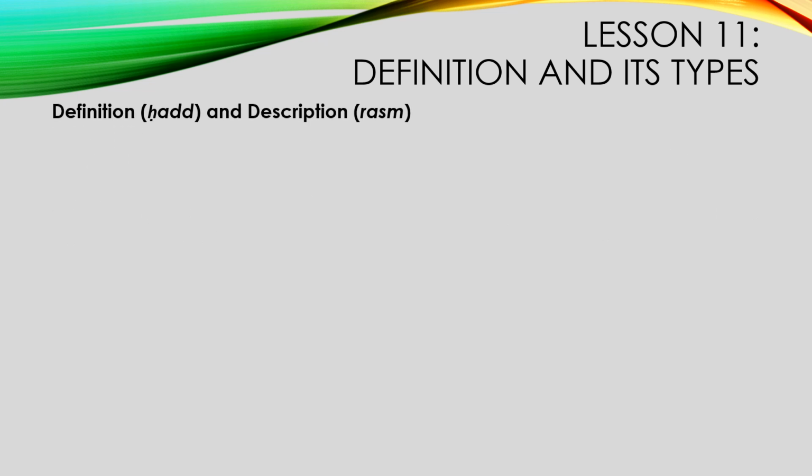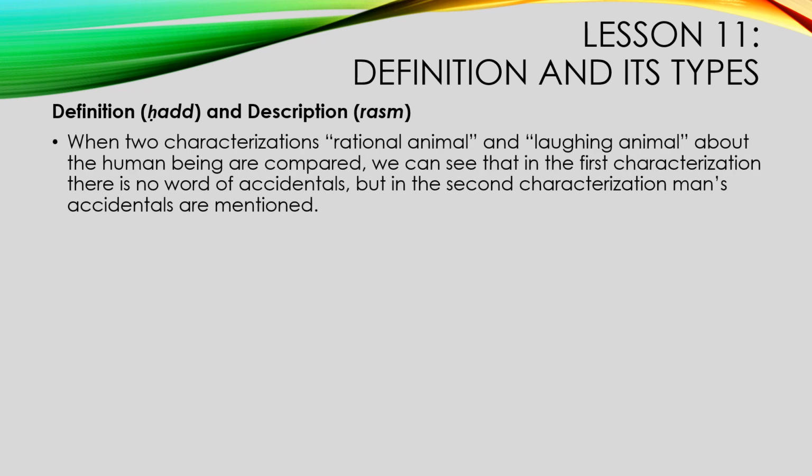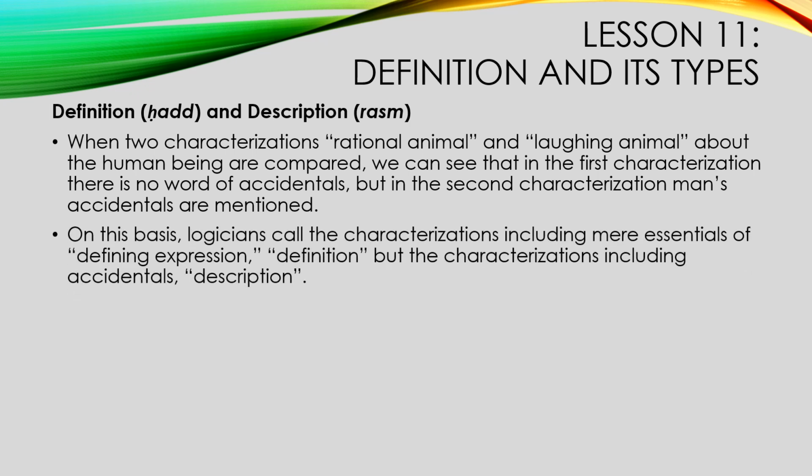Definition or ḥadd and description or rasm. When two characterizations, rational animal and laughing animal, about the human being are compared, we can see that in the first characterization, there is no word of accidentals. But in the second characterization, man's accidentals are mentioned. On this basis, logicians call the characterizations, including mere essentials, of defining expression, definition, but the characterizations, including accidentals, as description.